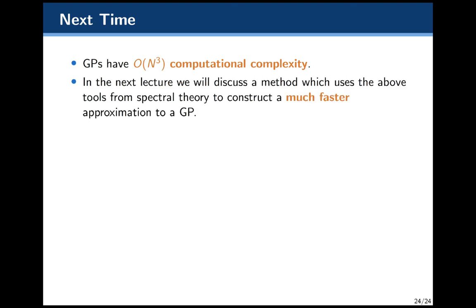So one of the things we're going to look at next time is the way in which we can use tools from spectral theory to construct an approximation of a Gaussian process, so as to hopefully retain a lot of the good properties that a GP has, but that's much faster to compute than the original Gaussian process. Thanks.